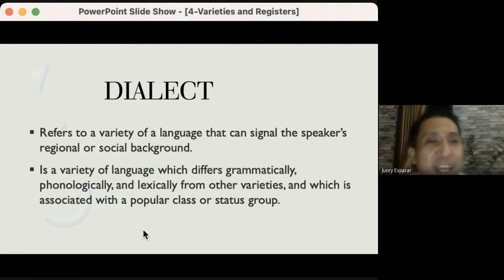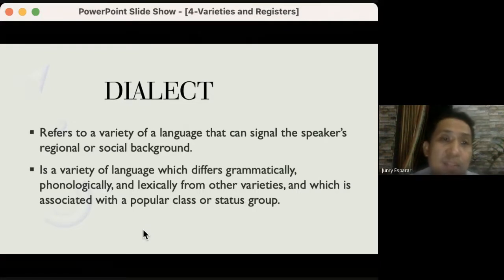Thank you, Andrea. So again, a dialect refers to a variety of language that can signal the speaker's regional or social background. It's a variety of language which differs grammatically, phonologically, and lexically from other varieties, and which is associated with a popular class or status group.